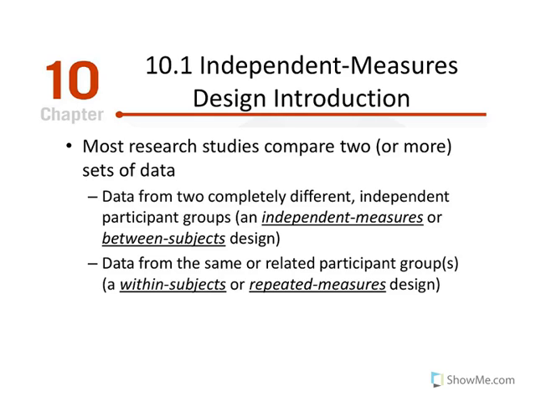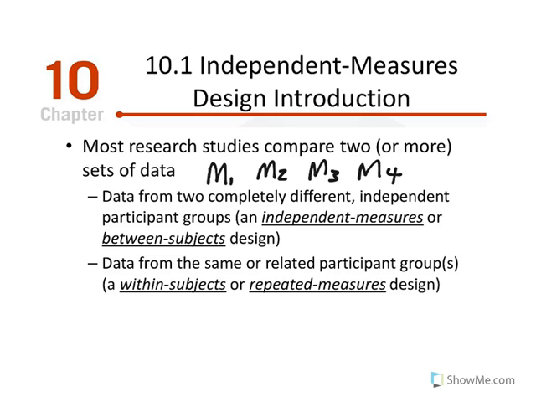So again, chapter 10, the independent measures design, refers to the process of what most research looks like. It compares two or more sets of data. Again, it could be multiple means. We could have sample 1 compared to sample 2 and sample 3. We can have a multiple number of samples. For purposes of simplifying things, we'll be focusing on just two samples. So again, data from two completely different independent participant groups, which is referred to as independent measures or between subject design, is utilized.